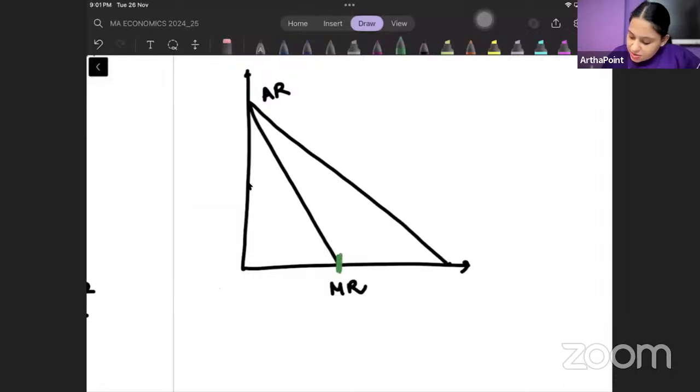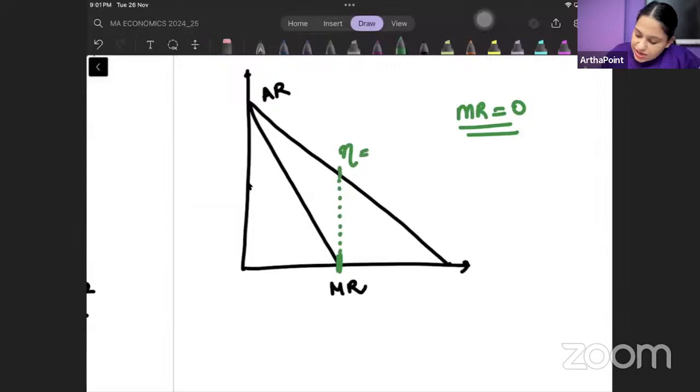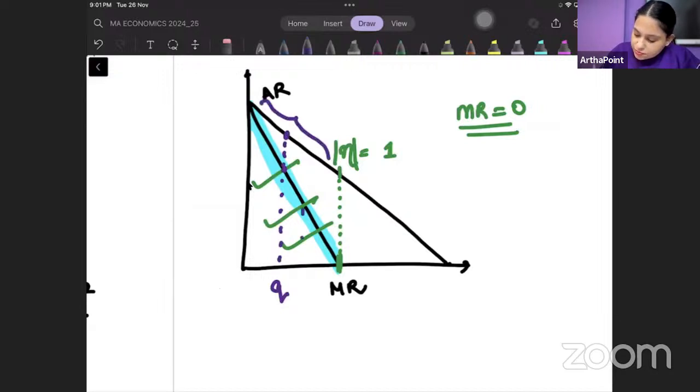When MR is 0, you have exactly unit elasticity. You will always see MR equal to MC in this region. It can be here, here, here. Somewhere MR will equal MC. Wherever that happens, if you take that up, you will be operating in this region.